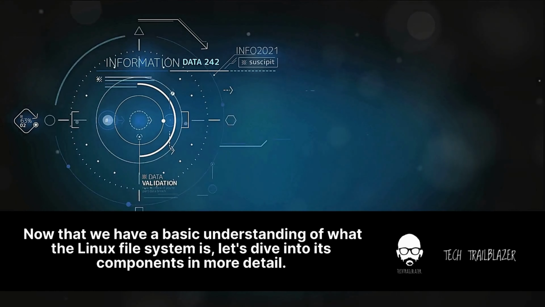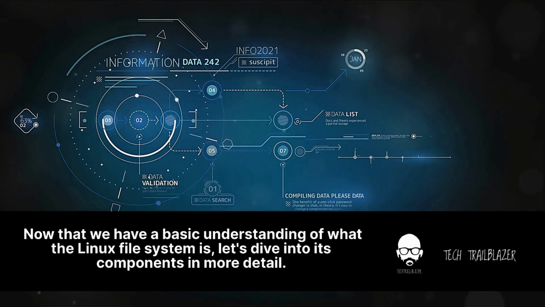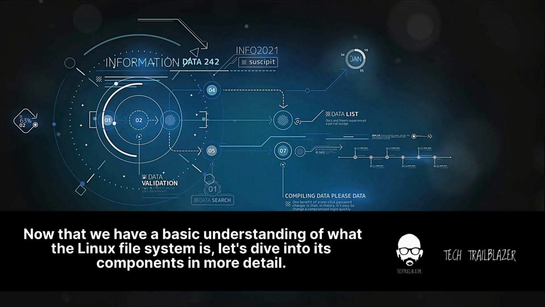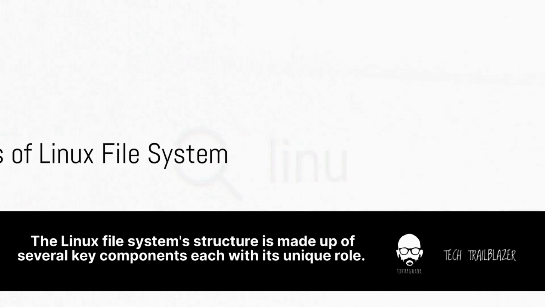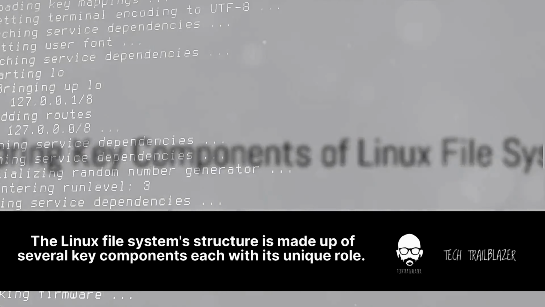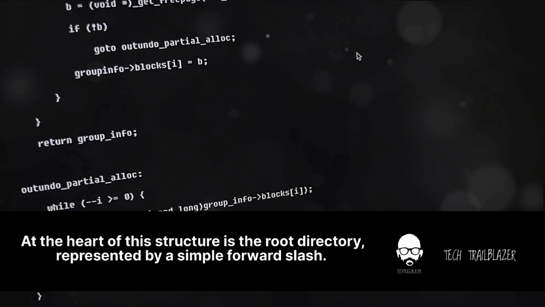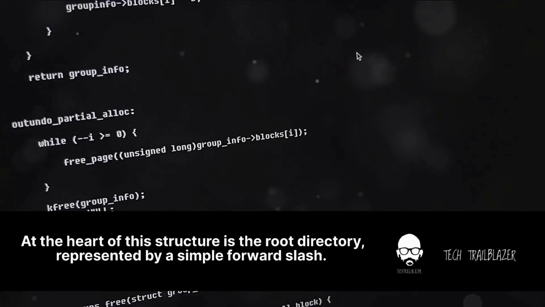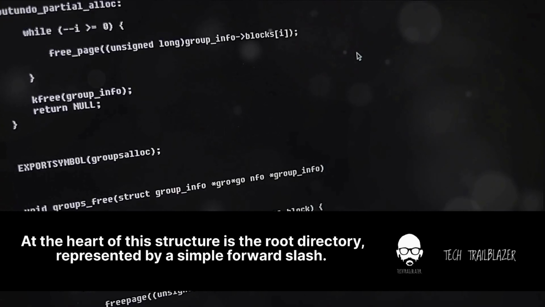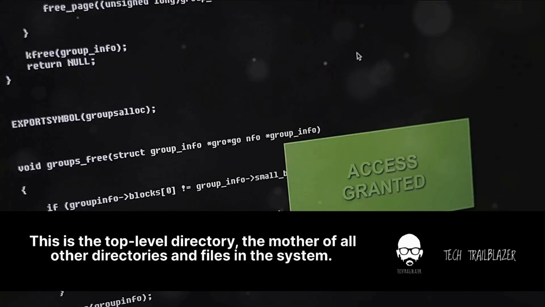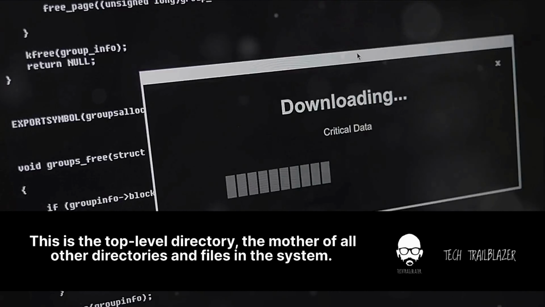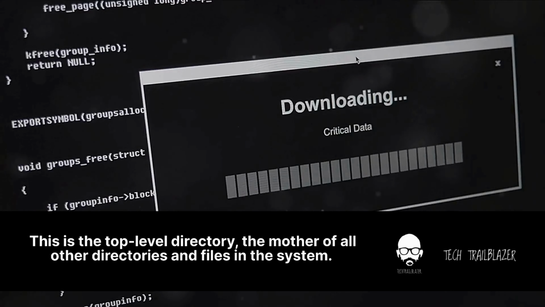Now that we have a basic understanding of what the Linux file system is, let's dive into its components in more detail. The Linux file system's structure is made up of several key components, each with its unique role. At the heart of this structure is the root directory, represented by a simple /. This is the top-level directory, the mother of all other directories and files in the system.